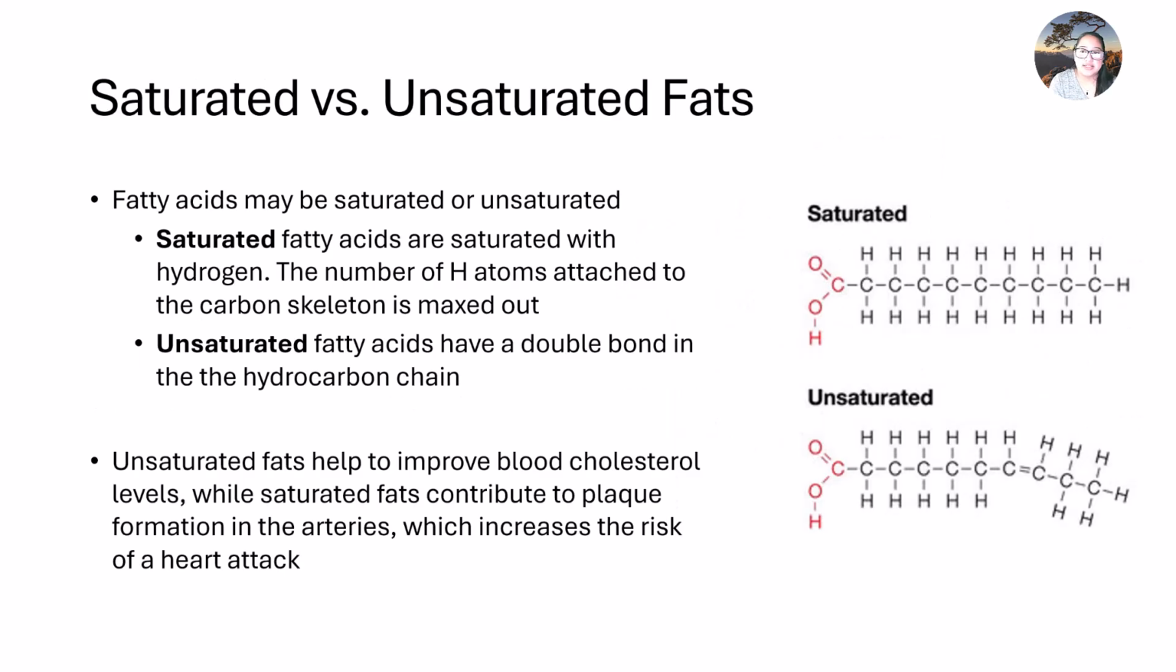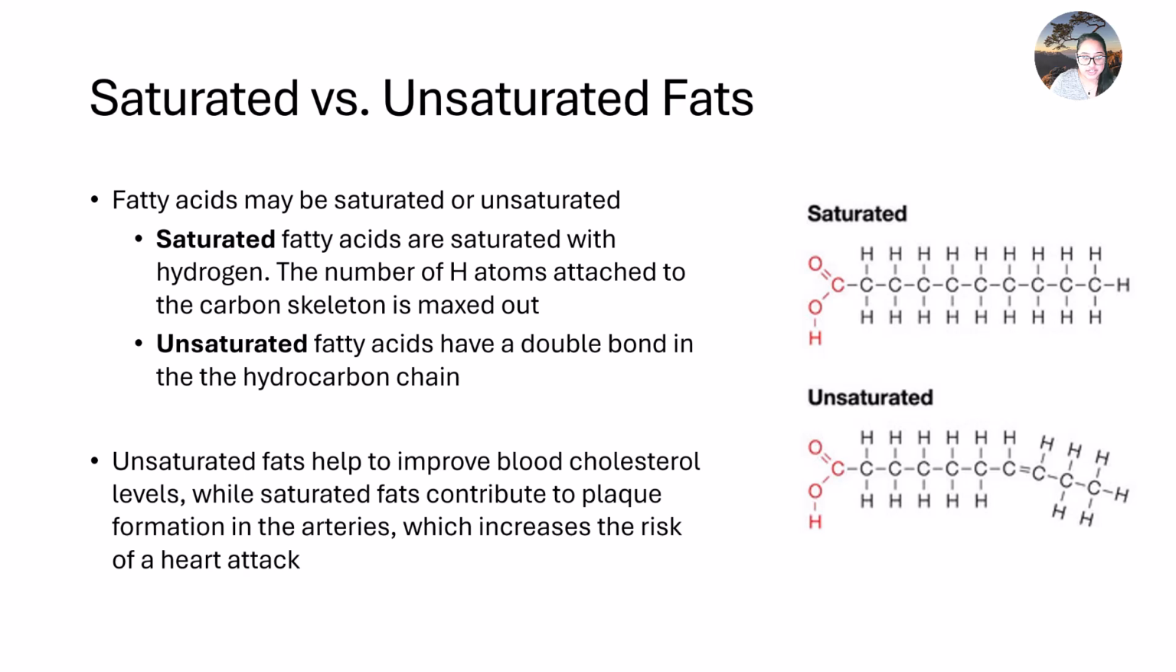So fats and fatty acids, the fatty acids are those long chains. Fatty acids can be saturated or unsaturated. Again, you might have heard of this as it relates to food. Saturated fatty acids are saturated with hydrogen. If you look at this molecule versus the bottom one, there are as many hydrogens as possible on this molecule. There's 2 for each one in the middle of the chain.